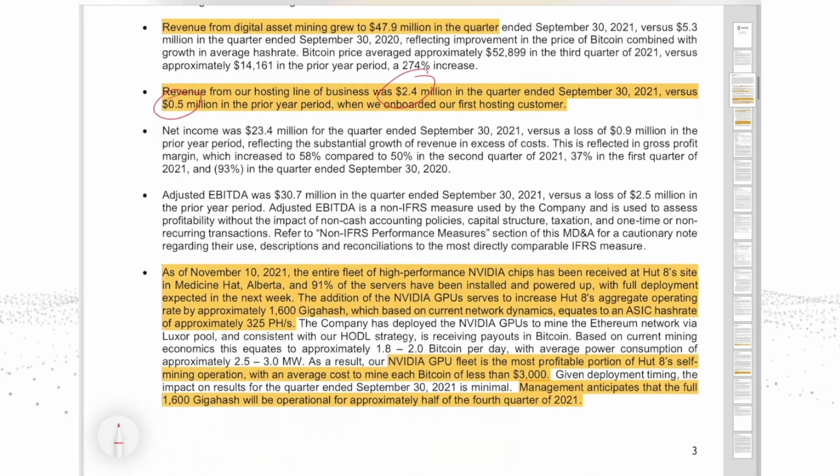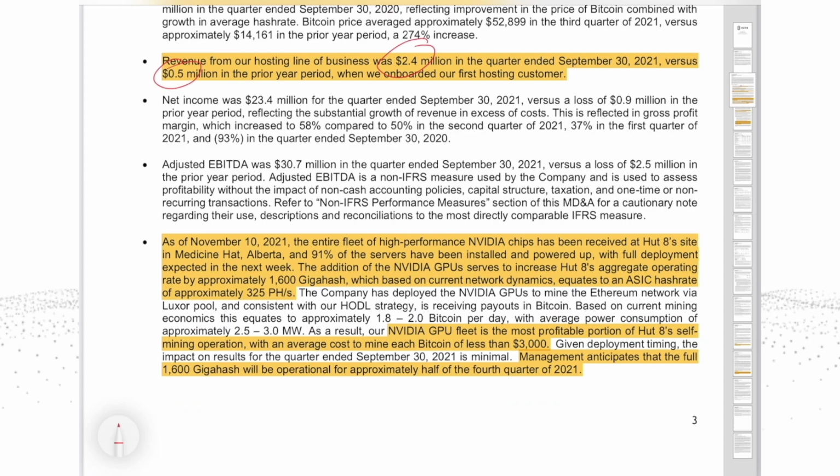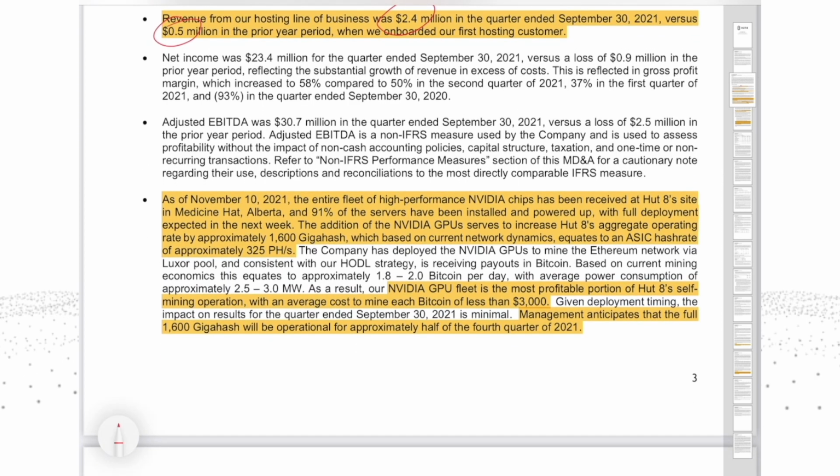Let me see here. What else do I want to cover? Okay, this was obviously interesting as well. So as of November 10th, 2021, the entire fleet of high-performance NVIDIA chips have been received at Hut 8's site in Medicine Hat, Alberta, and 91% of the servers have been installed and powered up, with full deployment expected in the next week. The addition of the NVIDIA GPU serves to increase Hut 8's aggregate operating rate by approximately 1,600 gigahash, which based on current network dynamics equates to an ASIC hash rate of approximately 325 petahash.